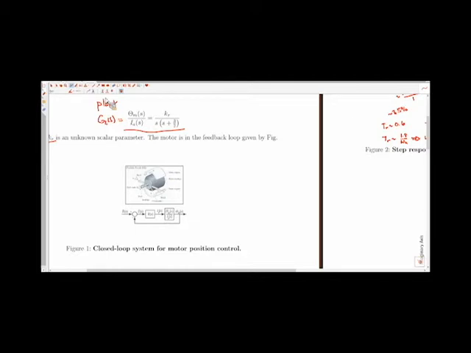Yeah, so what's the block diagram reduction? So we say, if we have our output, in this case the position of the motor, and the input is the reference, so you're saying it's K of S.